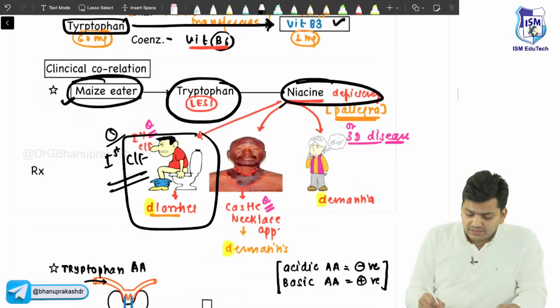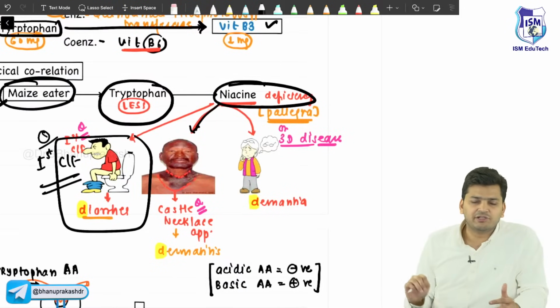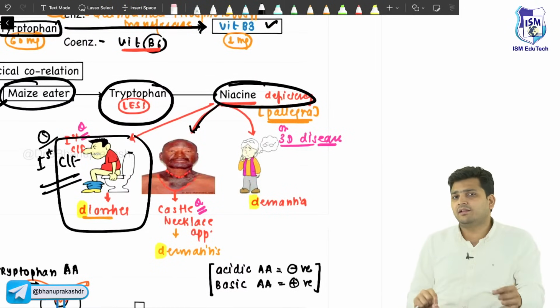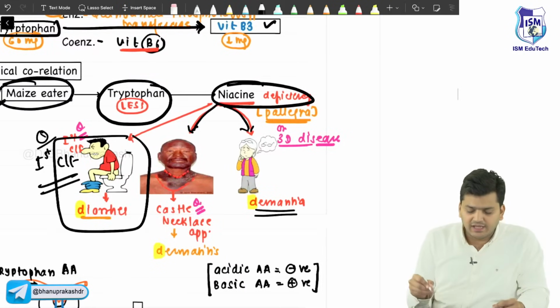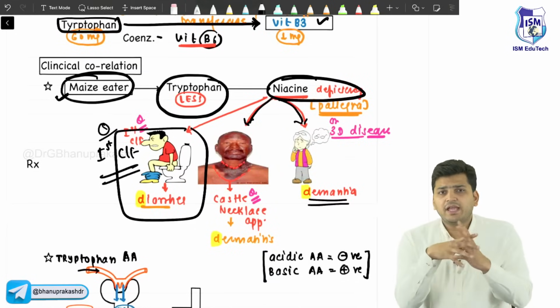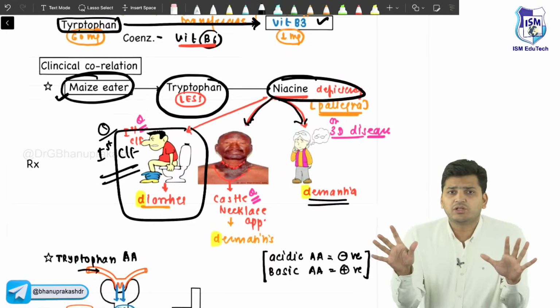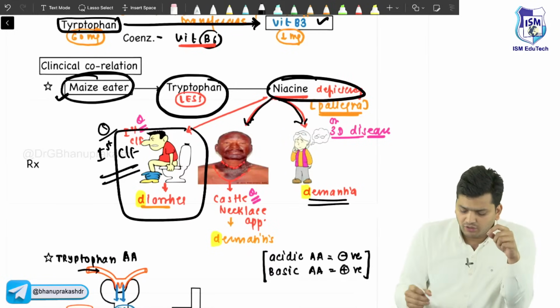Then this patient will develop dermatitis. This is one of the most frequently asked image-based questions in your exam: the Casal necklace appearance. And third, if it is not treated, ultimately there is going to be a decrease in higher mental function, that is dementia. How are they going to frame the question? If there is less tryptophan, there is less niacin, and this disease is called pellagra.